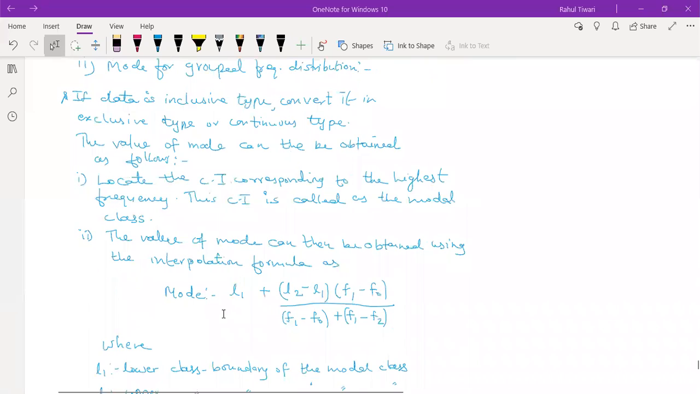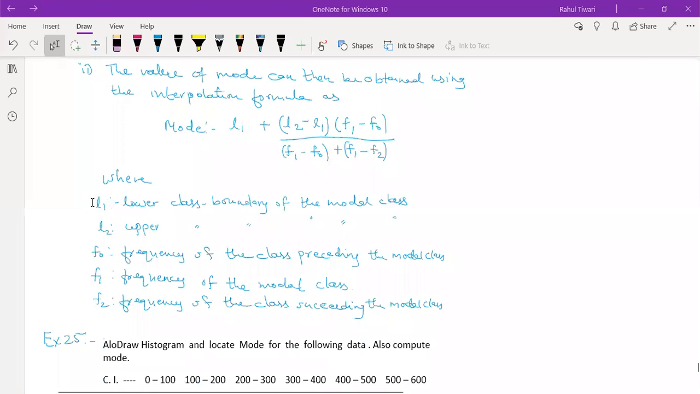This is the formula which you have to just remember: L1 plus (L2 minus L1) times (F1 minus F0), divided by (F1 minus F0) plus (F1 minus F2). Just remember this formula, where L1 you are already knowing. L1 will be the lower limit of your modal class, L2 will be the upper limit.